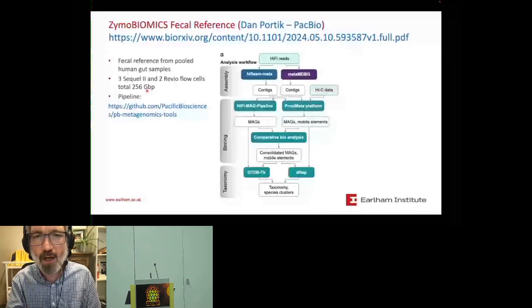So he tried hifiasm-meta and metaMDBG. He has his own MAG pipeline, which I think is a combination of SemiBin2 and MetaBAT2. But he also used the ProxiMeta MAG pipeline, which uses this proximity ligation. He compared bins between the two, generated taxonomies, etc. And actually, this entire pipeline is available on the PacBio GitHub. So what were his results like?